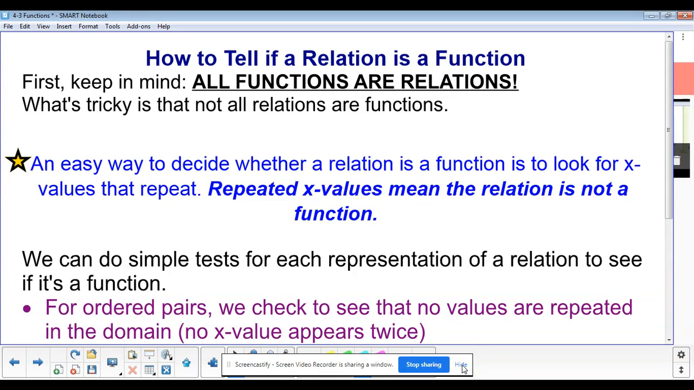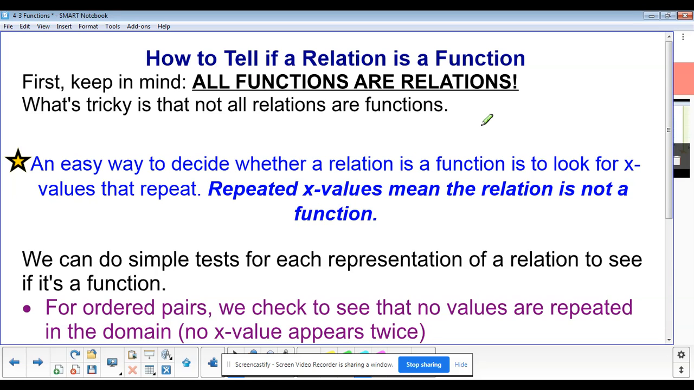Okay, so here's another slide where you're really just writing down notes. How to tell if a relation is a function. So first of all, keep in mind, all functions are relations. A relation is any set of ordered pairs. So everything we look at today is a relation, but we want to see if the relations are functions.